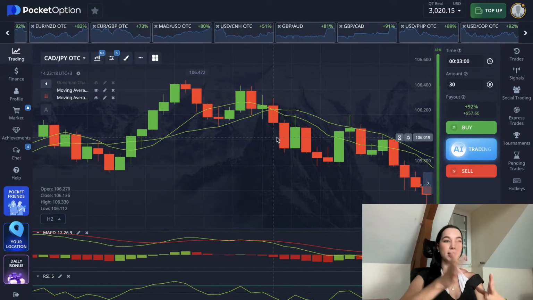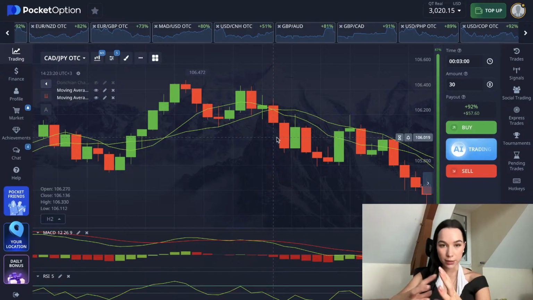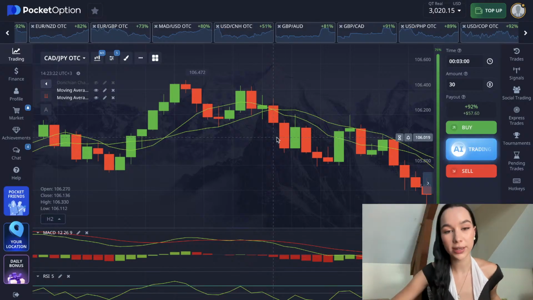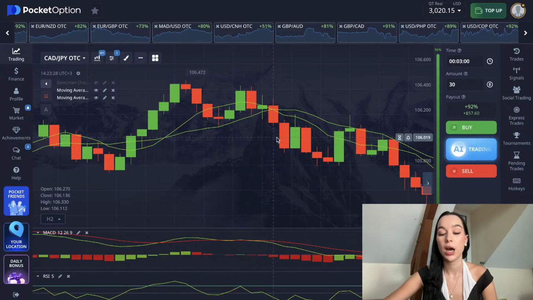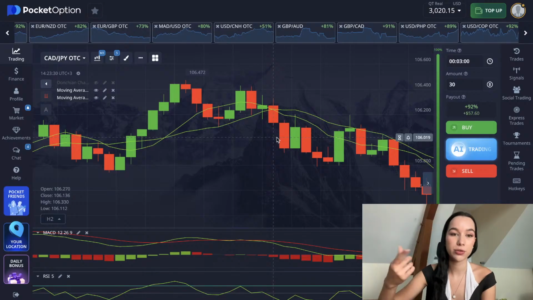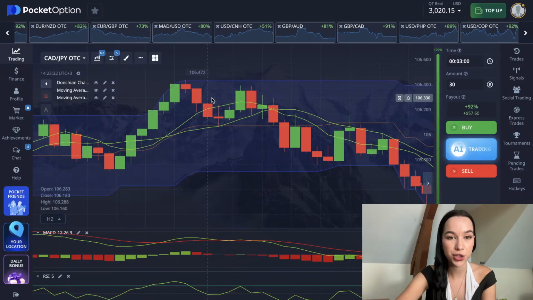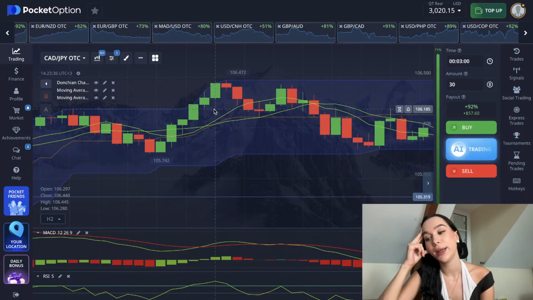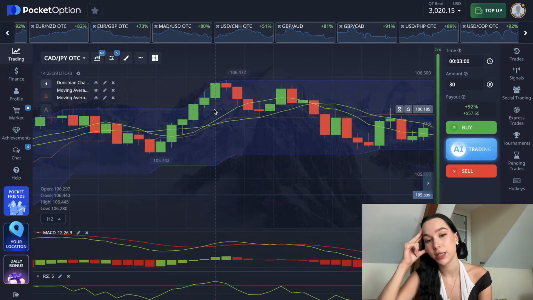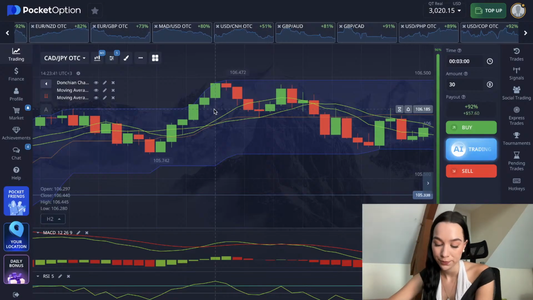So the best thing is to use all of the indicators at the same time and get the signal from all of them. If all of the indicators are giving you the same signal, you can open a trade. But at the same time, you need to analyze support and resistance levels, or you can do it with the Donchian channels. But you need to remember that they're always changing. And also you need to understand and analyze the candlestick patterns.